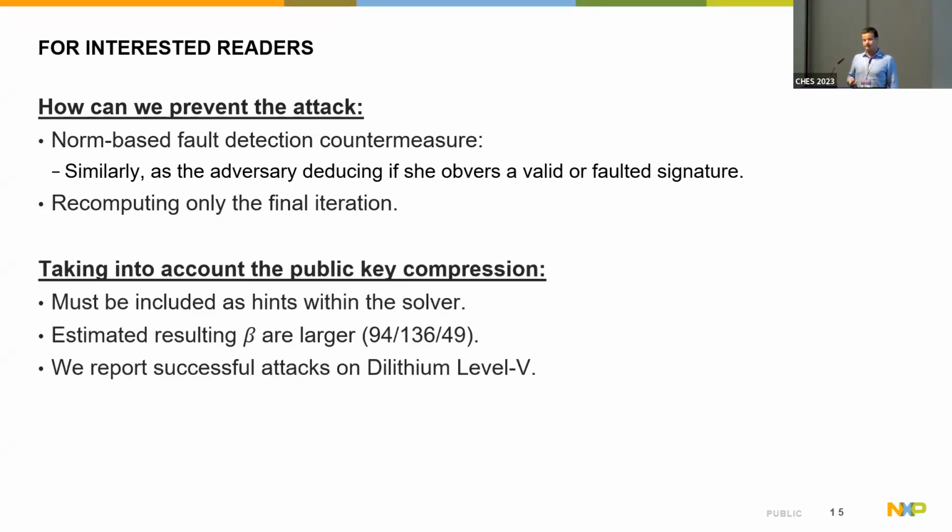I also mentioned in the introduction that there is public key compression in Dilithium, which we omitted here. The attack remains the same, but the beta is a bit increased. Here are the different betas we had, which means it's harder, but still significantly less hard than for the standard Dilithium instance. We were able to break Dilithium level 5 completely, but not the other parameters.